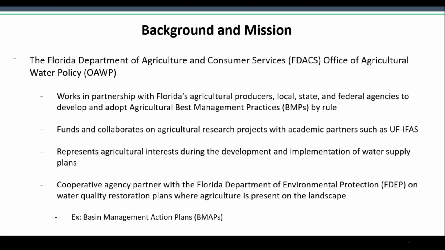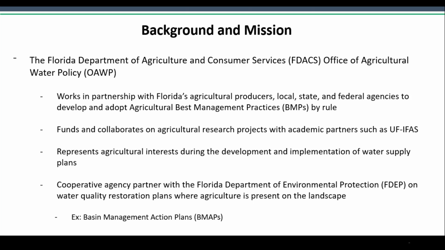By statute, FDACS is a coordinating agency within the Basin Management Action Plan, or BMAP framework, that is handled at the top by the Florida Department of Environmental Protection, or FDEP. We follow statutory directives to coordinate with other state agencies and the 5 water management districts regarding water policy and rules that affect agriculture.